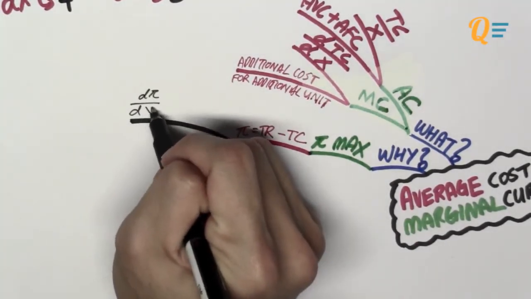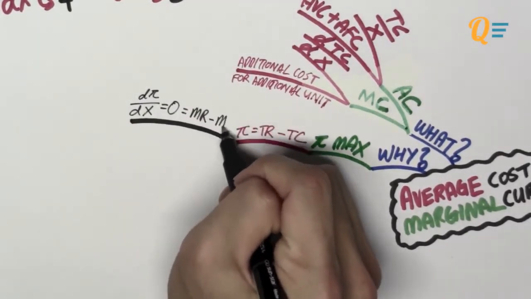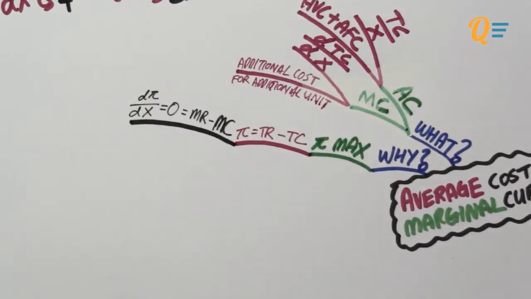So how do I maximize this? I'm going to differentiate the profit with respect to X and equate that to 0, because this is how we maximize functions, right? This is basic math.